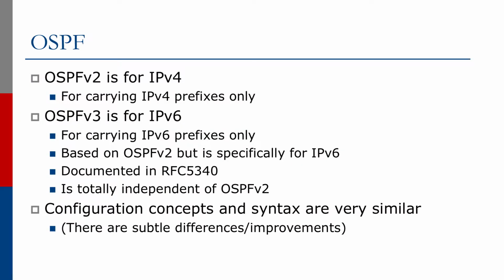OSPF now supports IPv6, but in a slightly different way from ISIS, which we'll see elsewhere in this series. OSPF version 2 is developed for IPv4 and has only been designed to carry IPv4 prefixes. For IPv6, OSPF was extended and is now called OSPF version 3, and it's only for carrying IPv6 prefixes. There is no support for IPv4 prefixes within OSPF v3.